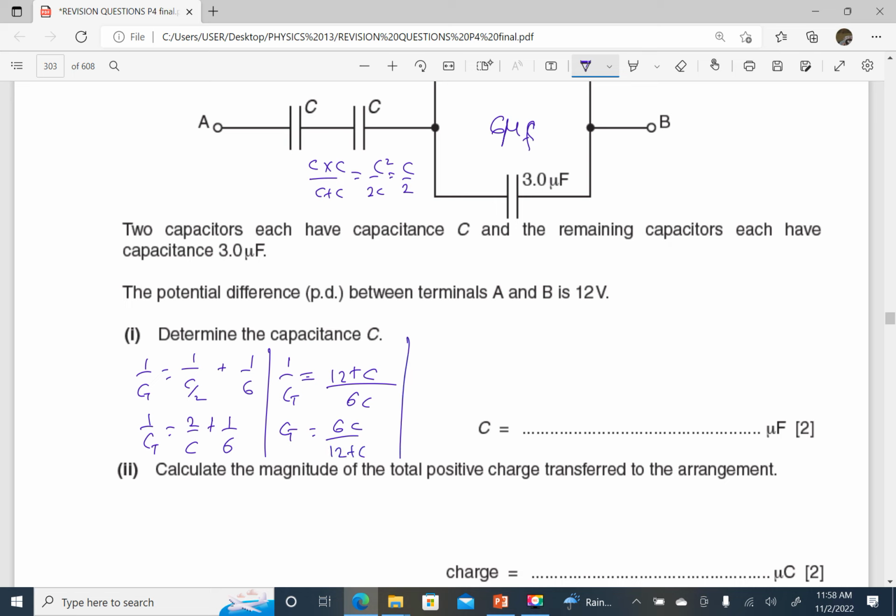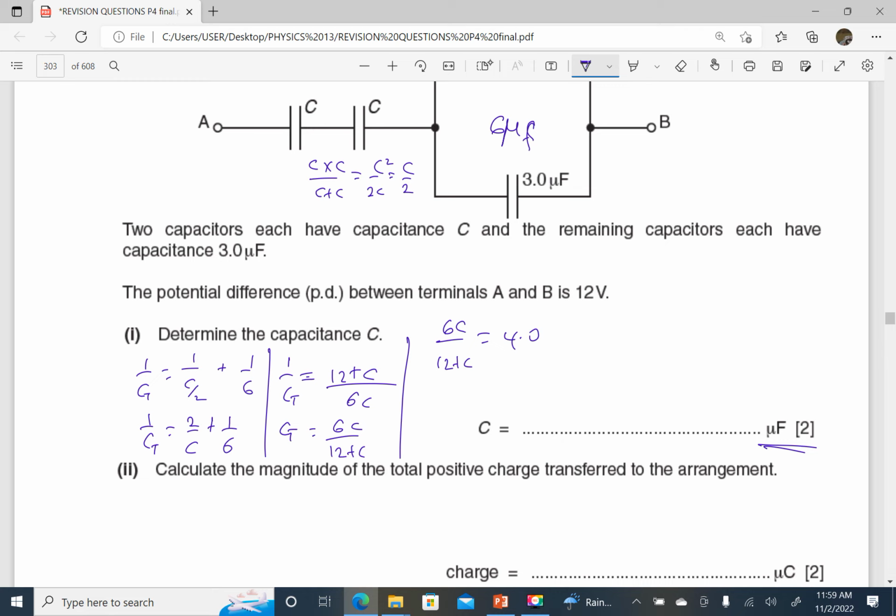But remember, the total value of capacitance, C total, was 4. So we shall say 6C over 12 plus C is equal to 4.0. I'm doing all this just for non-mathematics students, but for math students, we don't do all this. In fact, we would have got product over sum from here and equated it to 4.0 directly, product over sum.